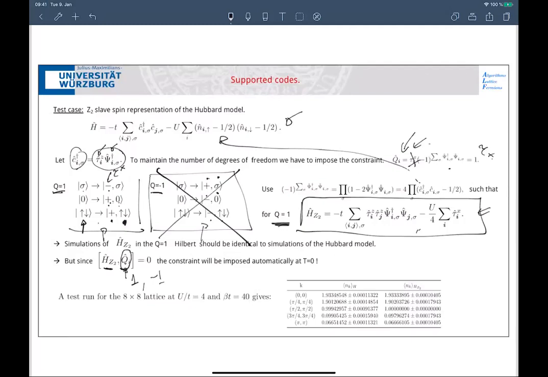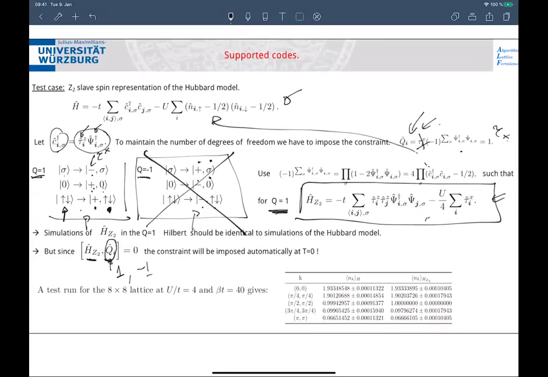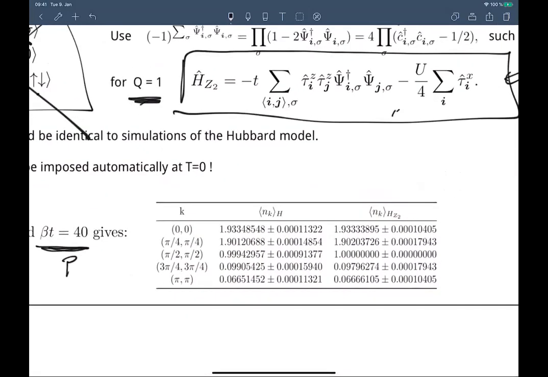So let's try it and see if this works. You can simulate this with the Z2 matter. This is on an 8x8 lattice, U over T equals 4. And you have to go to rather low temperature because the constraint will be imposed only at 0 temperature. And you see that this is N of K. This is what you get from running the Hubbard code. And this is what you get from running the Z2 matter code.